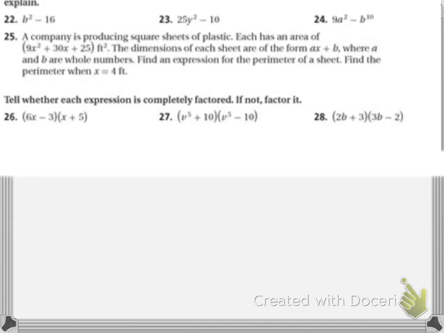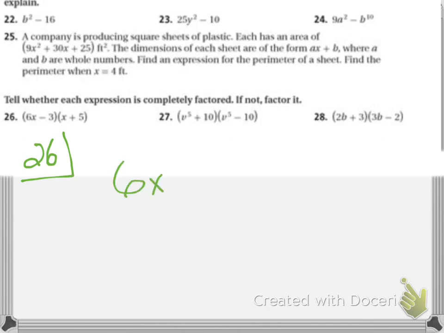Number 26, 27, 28. Are those items completely factored or not? So this is something that's good for you to see because a lot of times I look at your answers, and this is why I put this in here. I would go around and look at your answer and go, oh, you didn't factor that all the way. There's one more thing you can pull out of there. Okay, so let's look at that.